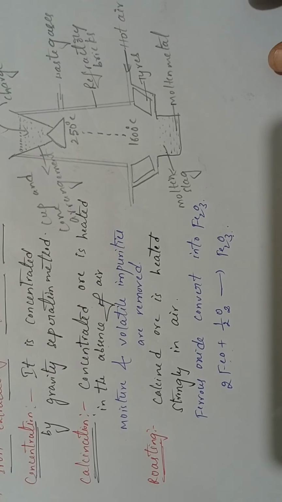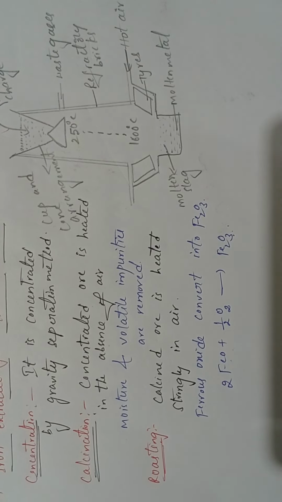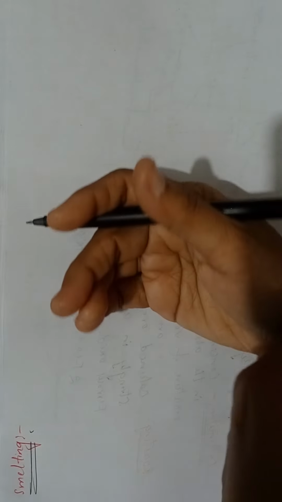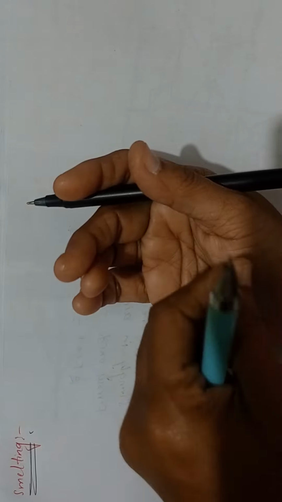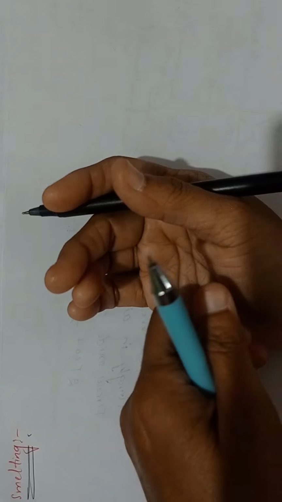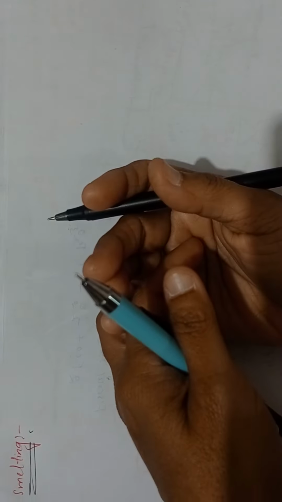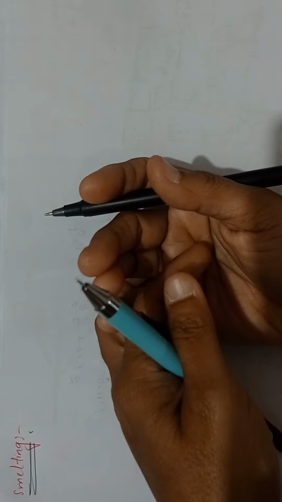Now the next method is smelting, students. This is the fourth method. In the last method, the roasting method, the ore is roasted. That means iron oxide is converted into ferric oxide, correct? Then the ore becomes roasted ore. That's why we use the word roasted ore. The resultant ore is called roasted ore.